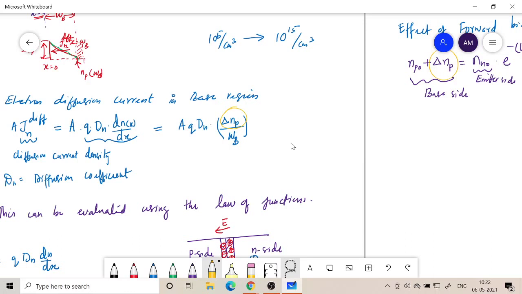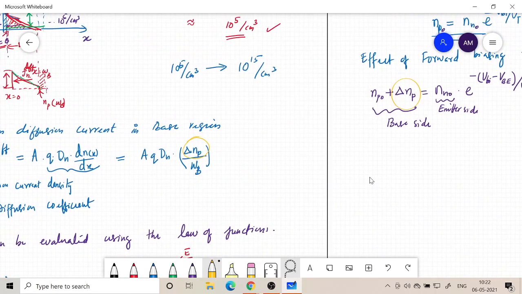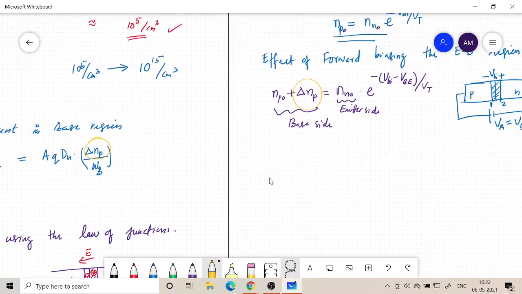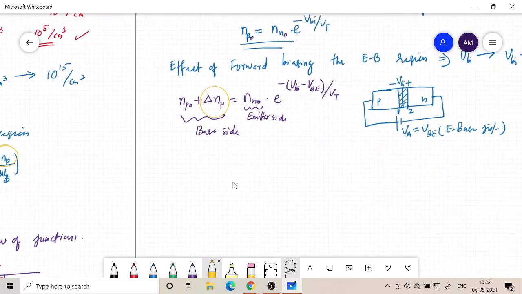So if you can substitute, everything else is a constant. You see, width of the base region is a constant, diffusion constant DN is constant for a material, it's a material property. Q is the magnitude of the charge of an electron, which is 1.6 into 10 raised to minus 19 coulomb. A is basically the area of cross section. So the only quantity which is going to determine the collector current is this delta NP, that is the increase in the minority carrier concentration just on the right side of the emitter-base junction, that is the starting point of the base region.